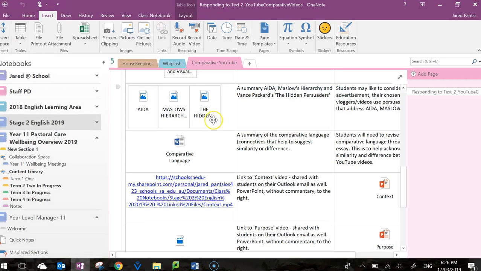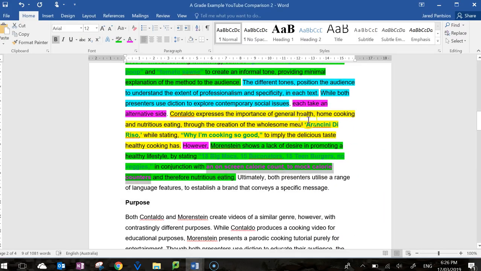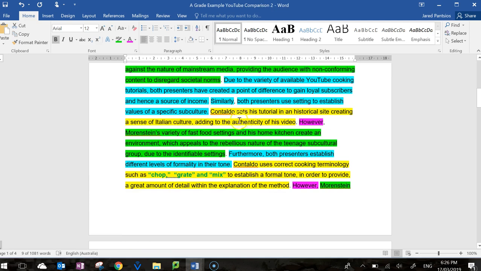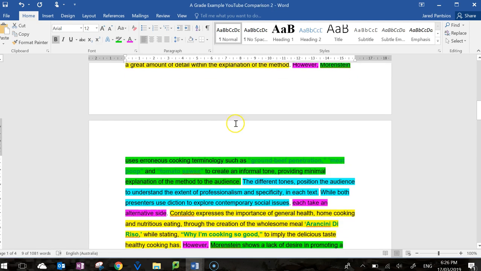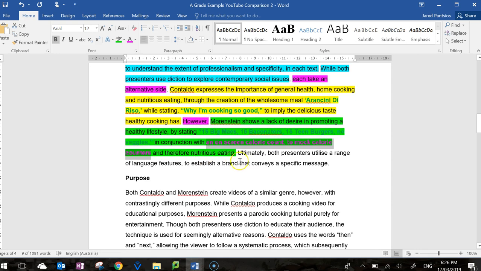Remembering that if we were to jump all over the place here, we have context, purpose, audience, but we're talking about techniques of language and then techniques of form. And this is where the student could make sure in their review that they mention a little bit more form, or language and form at the same time, in each of their examples. Ultimately, both presenters utilize a range of language features to establish a brand that conveys a specific message. True. No denying it. It's a nice little concluding message.